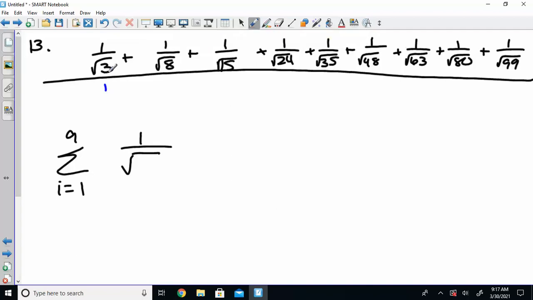My first term gave me a 3. My second term gave me an 8. Third term gave me a 15. Can we find any pattern there? So you guys have to find it. I'm not just going to tell you. Yeah, n times n plus 2. Alright, let's try it.